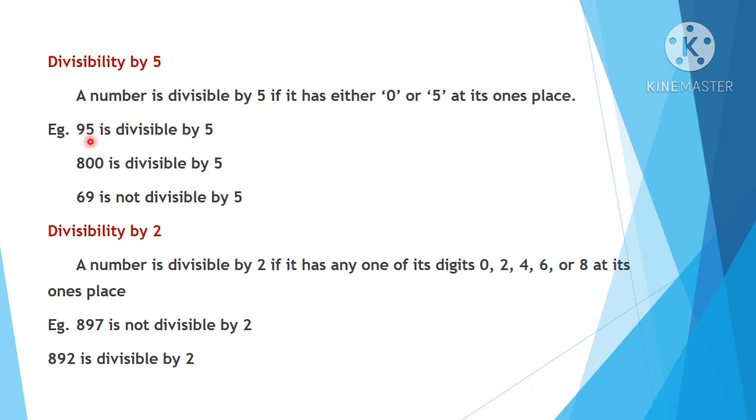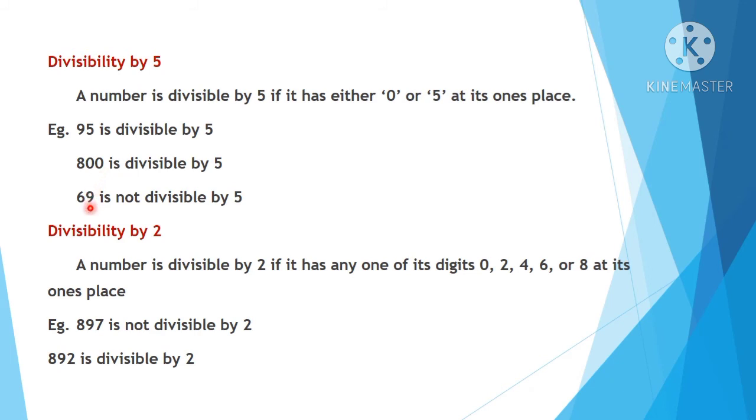For some numbers you will have 0 in the ones place, and for some numbers you will have 5 in the ones place. So for 95, what is the ones place number? 5. So we can say 95 is divisible by 5. For 800, in the ones place I am having 0, so I can say 800 is divisible by 5. For 69, in the ones place I am having 9. I don't have 0 and also I don't have 5.